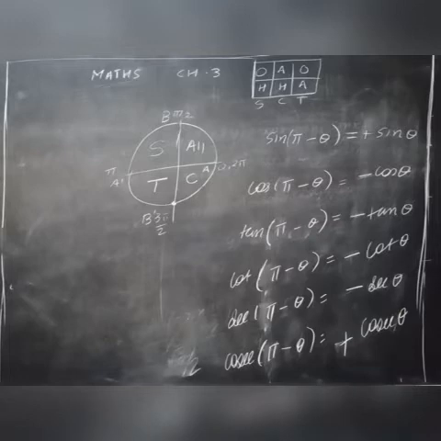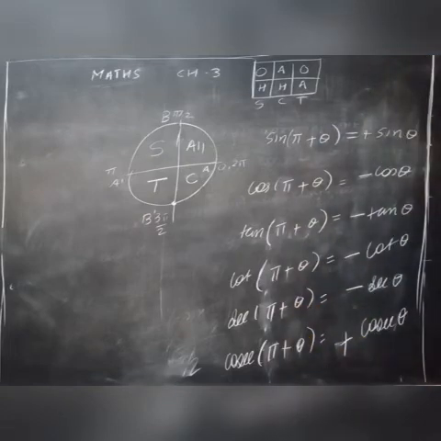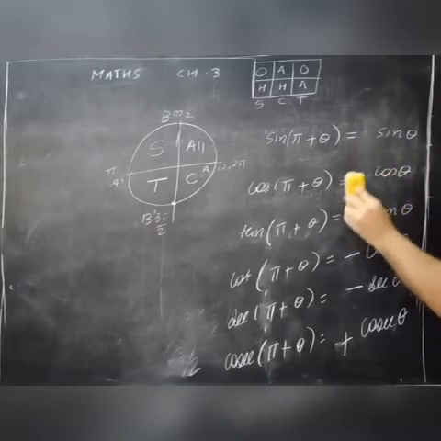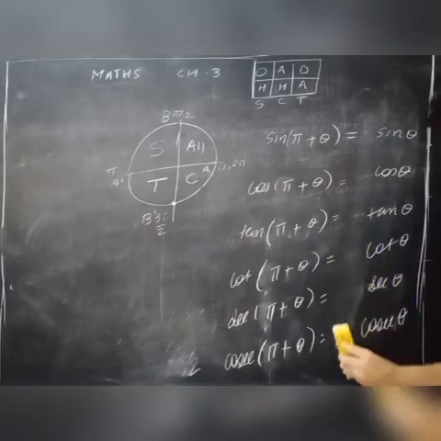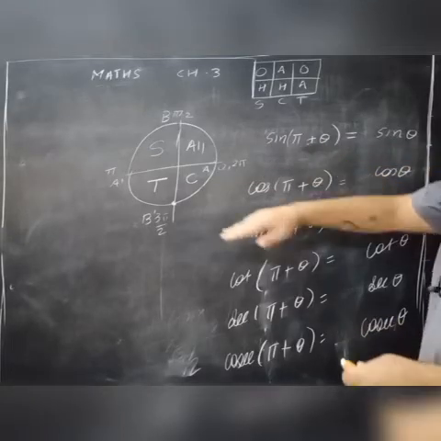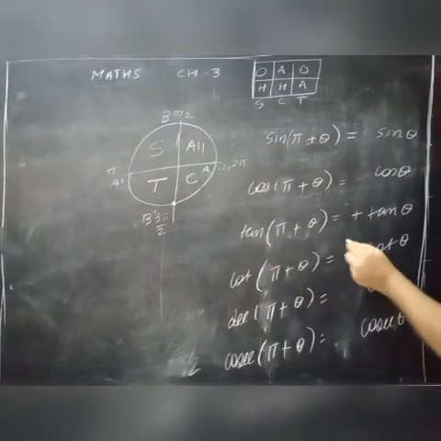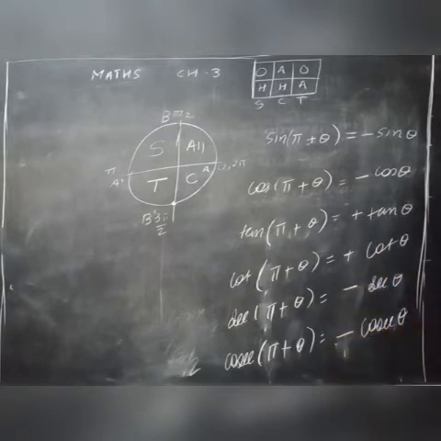Let's try to understand the formula for pi plus. So here, as the reference point uses pi again, the function will not change. Sine will remain sine, cos will remain cos. Right. But let's try to understand in which quadrant this angle is going. Pi plus goes to the third quadrant. And in the third quadrant, tan is positive, cot is positive, whereas others will be negative. Right. So these are the formulas for pi plus.